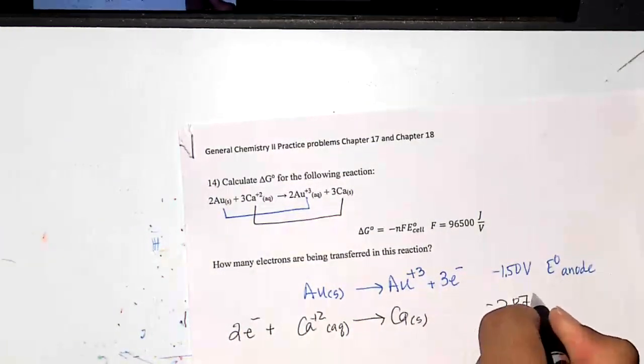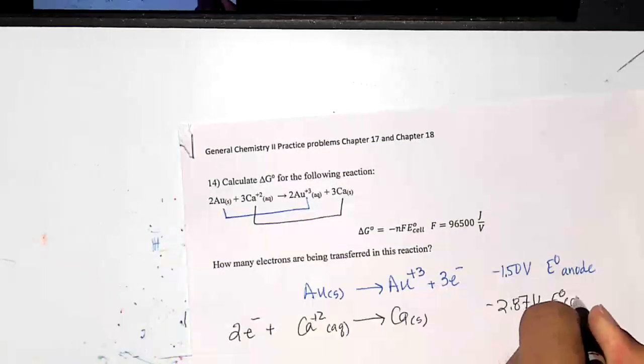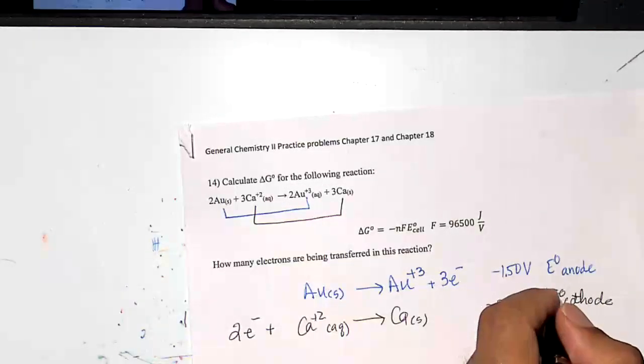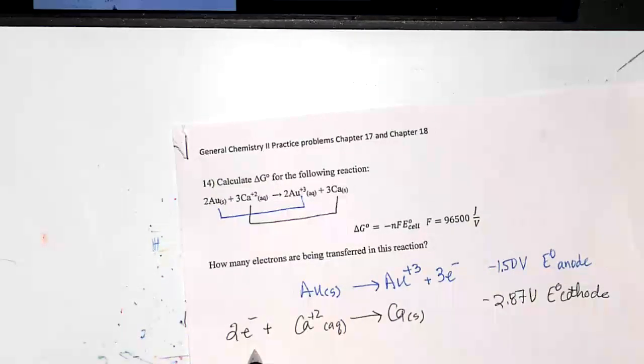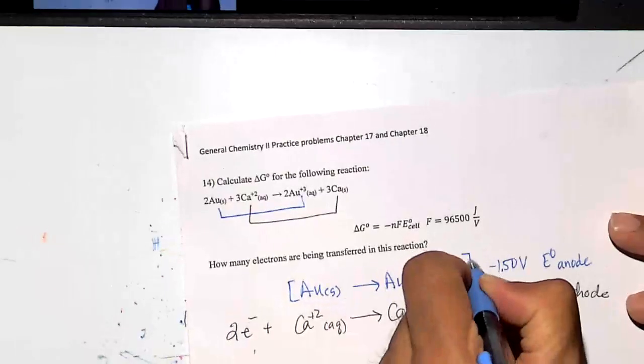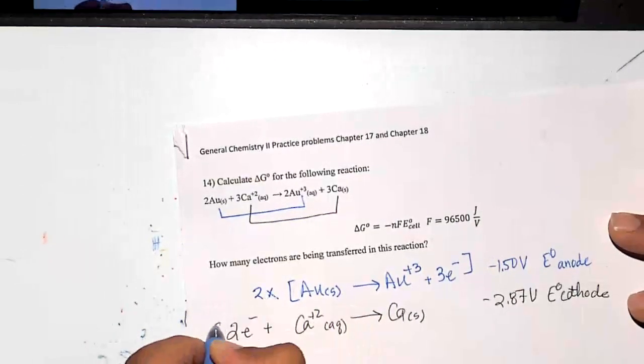Wow. This is definitely not going to work as a battery. Okay, so Au will not get oxidized by calcium. In fact, Au is all the way at the top of the chart, and calcium is all the way at the bottom of the chart. So anyways, this is a 6 electron transfer reaction.